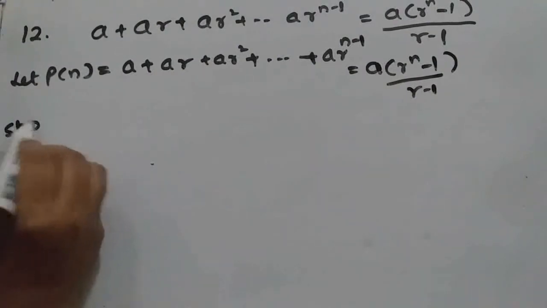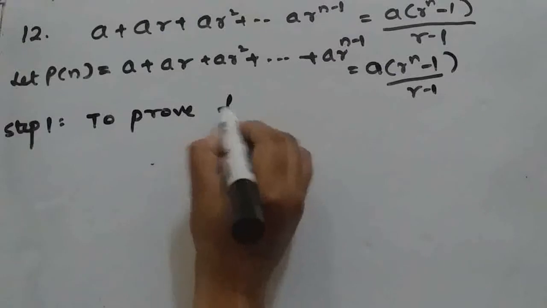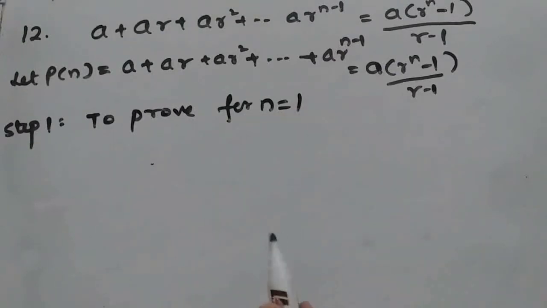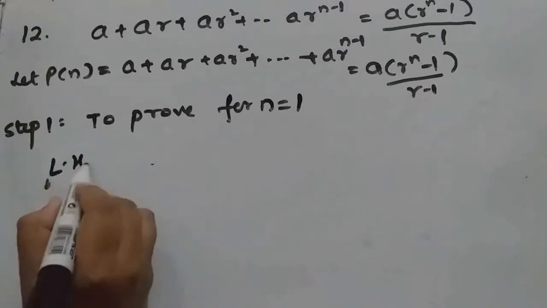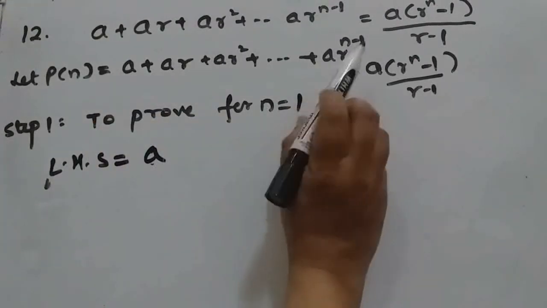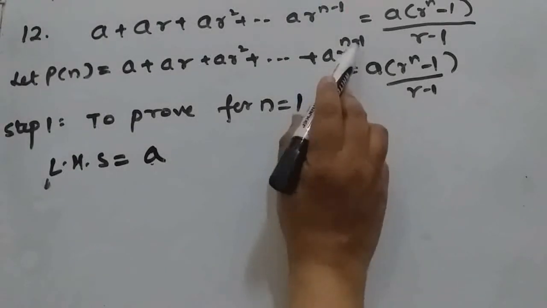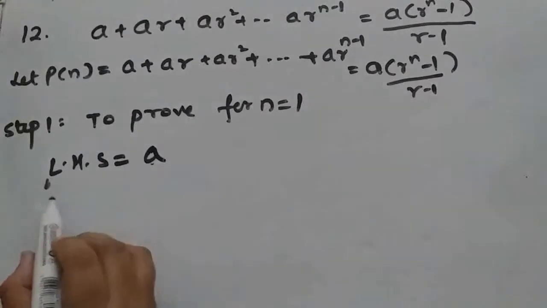Step 1. To prove for n equal to 1. So the left hand side we should consider. Left hand side means the first term, which is a. Here also you can substitute 1 minus 1 is 0, r power 0 means 1. So a into 1 will give a only.